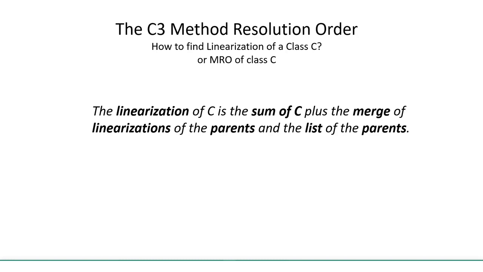Kindly do not get lost with this definition. Let me try to represent this in mathematical format, which will be very easy to understand. Linearization of class C is nothing but class C itself plus merge of two entities. One entity in the merge function will be the linearization of its parent classes and the other entity will be the list of parent classes. Let me reiterate again. Linearization of class C is nothing but class C plus merge of two entities. The first entity in the merge function will be linearization of its parent classes and the second entity will be the list of the parent classes.